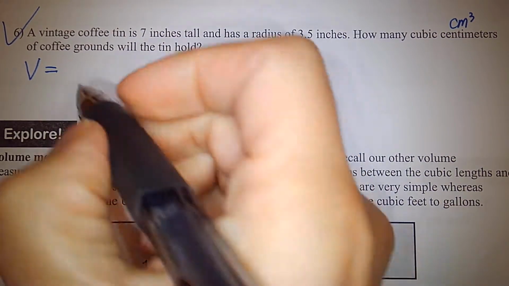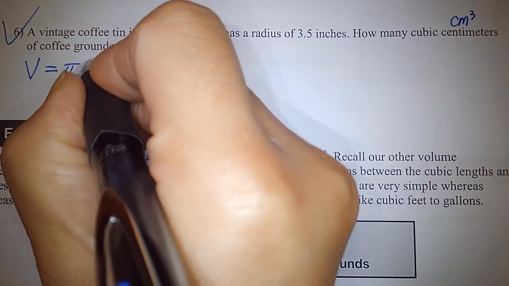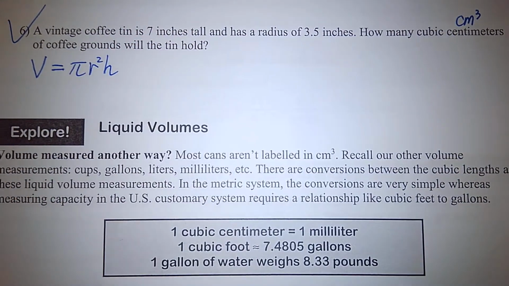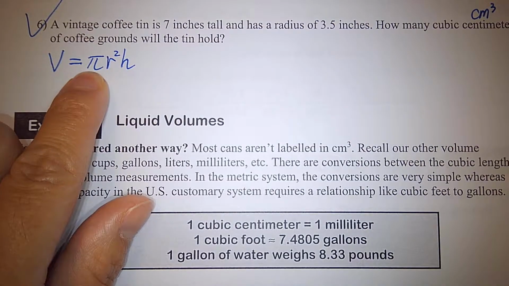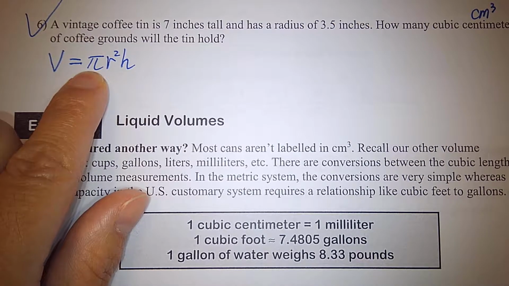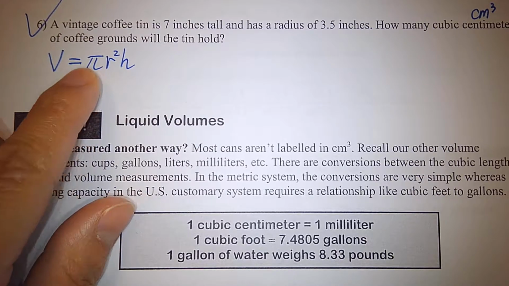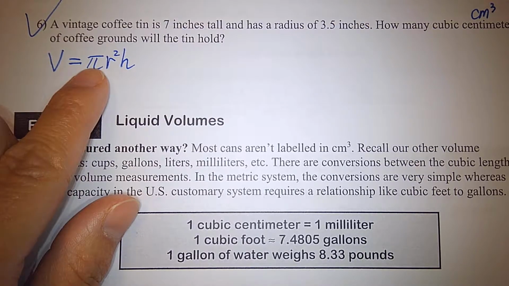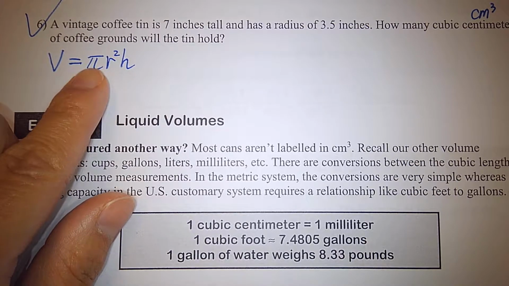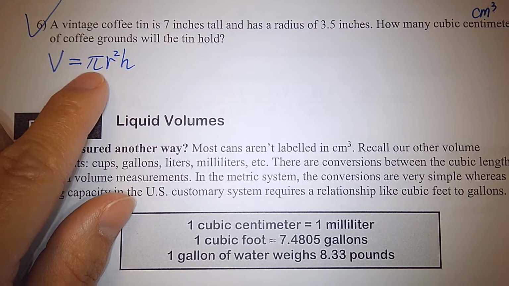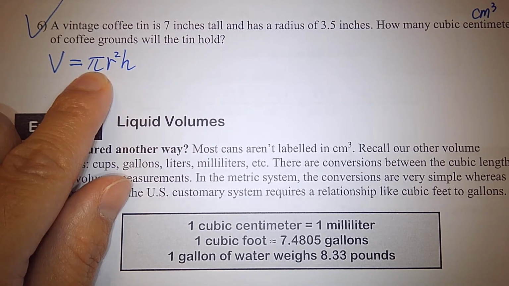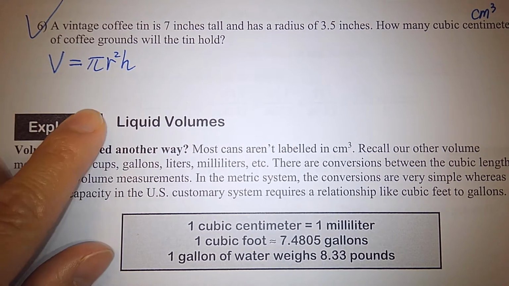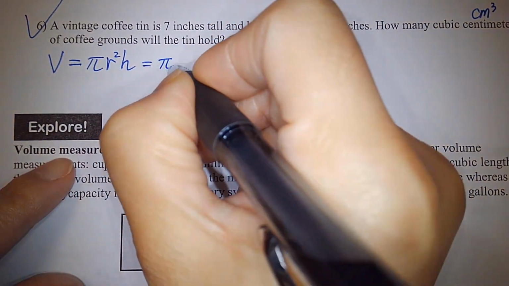V equals what? Pi times r squared times h, right? So pi, if the question does not say use 3.14 for pi, you are going to use the pi value directly from your calculator. I believe every calculator has a pi value, right? So use the pi value directly, but not 3.14, because 3.14 is a rounded number, okay? Alright, so we know pi.